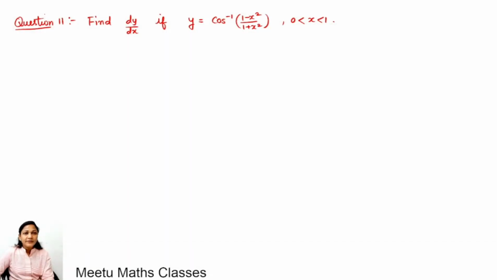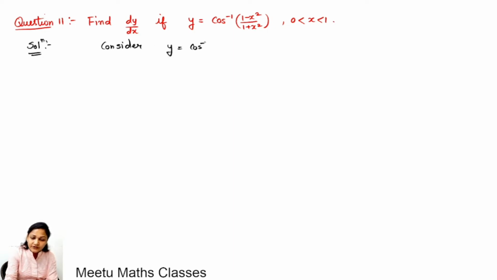Your question number 11 is, find dy by dx if y is equals to cos inverse of 1 minus x square upon 1 plus x square, where x is lying between 0 to 1. Now to find dy by dx, consider your y is equals to cos inverse of 1 minus x square upon 1 plus x square.